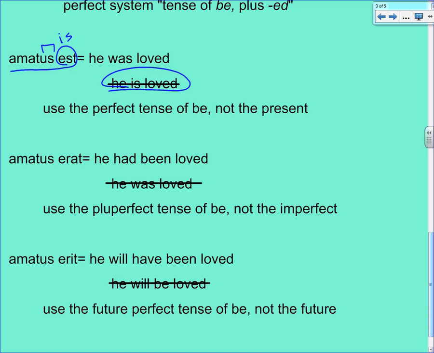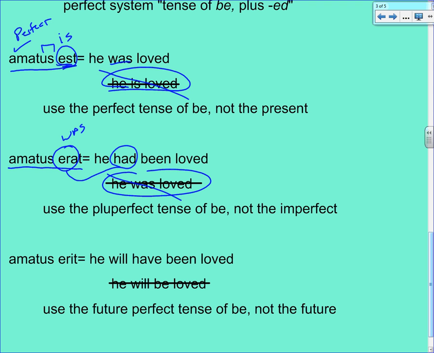He is loved is wrong. We think of it as one word and we say, oh, okay, I have a perfect passive participle plus a form of be, but there's no tense marker. It must stay perfect. And we know that our perfect tense is going to be was loved. And then I see this one, I still have my perfect passive participle, but this time I have ERA. A lot of you guys are going to want to say was, but it's not was. ERA means had. He was loved is wrong.